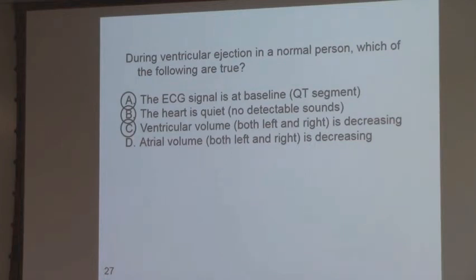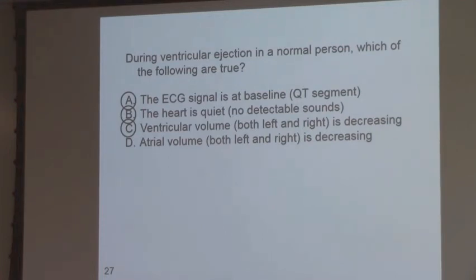A, B, and C. Let's walk through this one. During ventricular ejection, we're after the Q wave, we're after the QRS complex, we're before relaxation, so we must be in the QT segment, between the QRS and the T wave. The heart is quiet. The only time the heart would be making a sound now is if you had a murmur. Because we're having laminar flow out of the aortic valves.